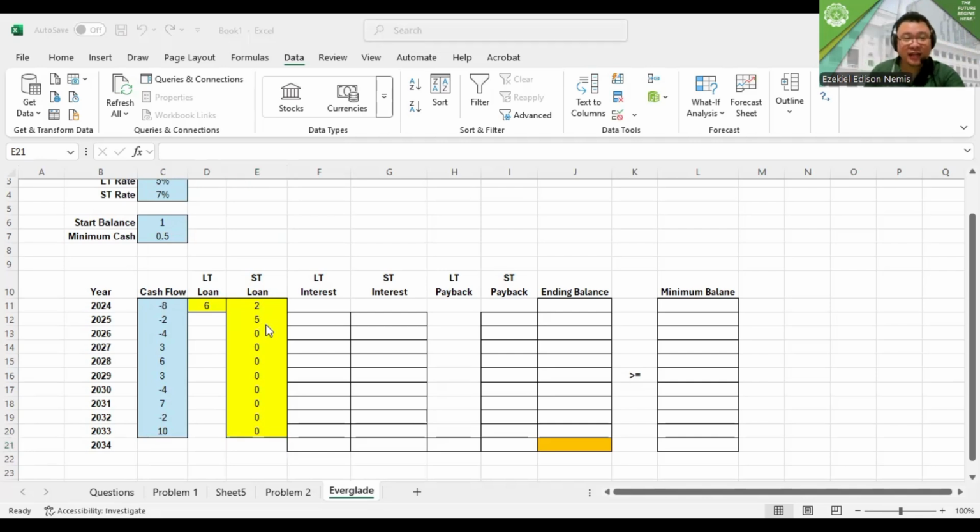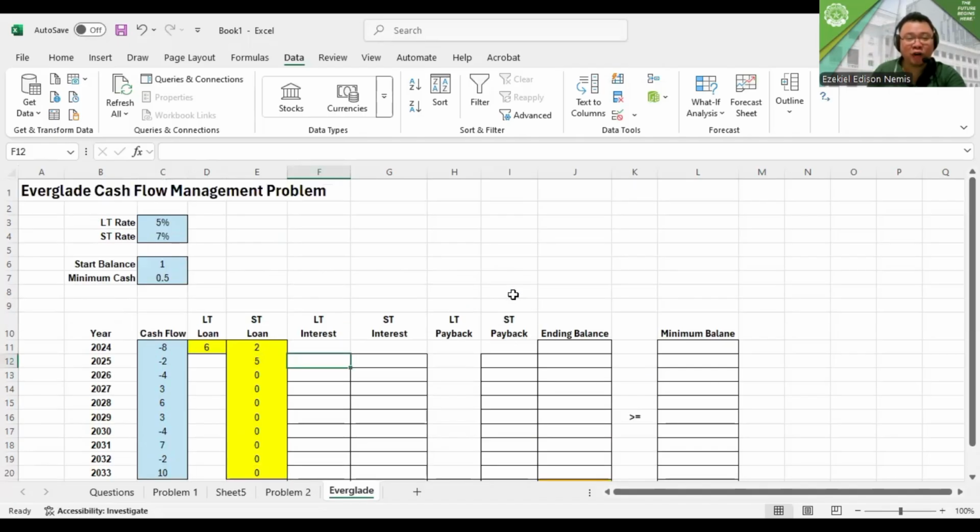Now the next thing we have to do is the formulation. Remember, to get the long-term interest, where LT stands for long-term, all we have to do is put equals, then put a negative, get the LT rate, and then times the long-term loan. Then click enter. As you can see here, remember to put the negative, times the long-term loan.